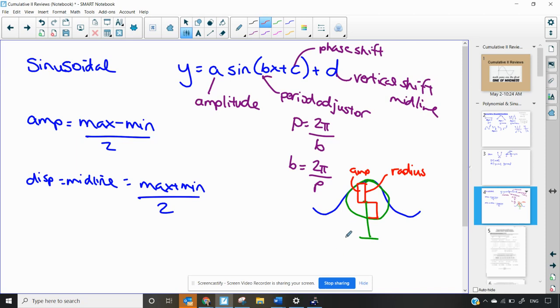The period would be the time to do one revolution, so the time for the Ferris wheel to make one full rotation. And midline was one that sometimes we mixed up. Midline has to do with the distance from the center of the Ferris wheel to the ground. Okay, so midline is from that center point to the ground.